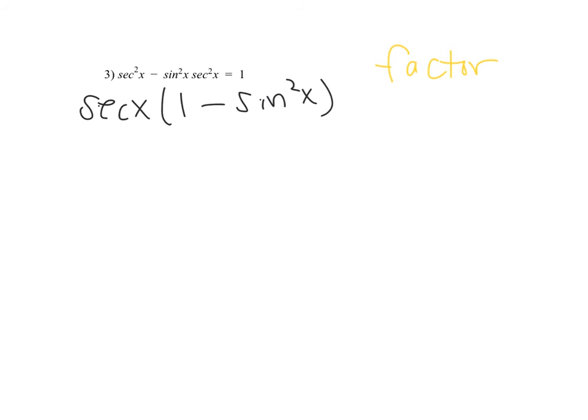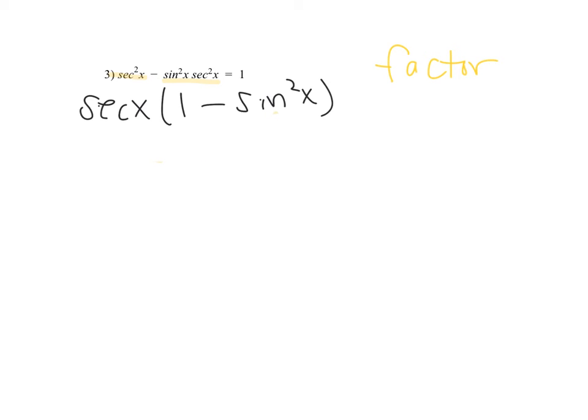I'm not going to touch the right side, okay, because if you go and FOIL it back, you'd have secant times 1 is secant, and then secant times sine would be this. So when you go and check, that's what I just did. I just basically undistributed it. That's the factoring. We took the GCF out.